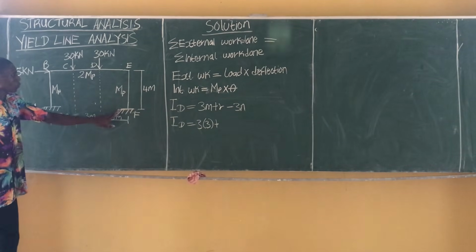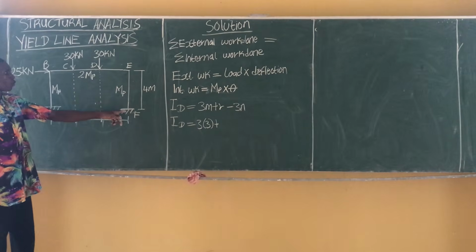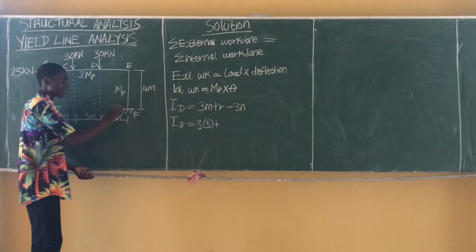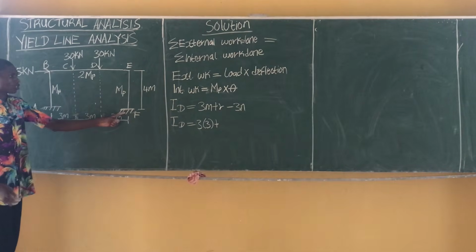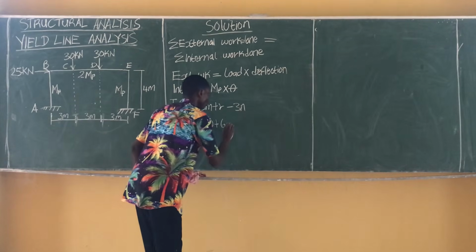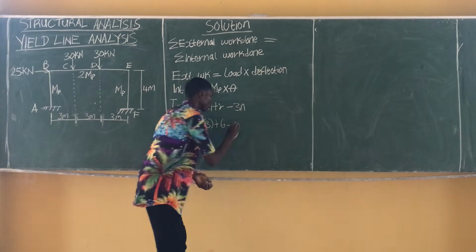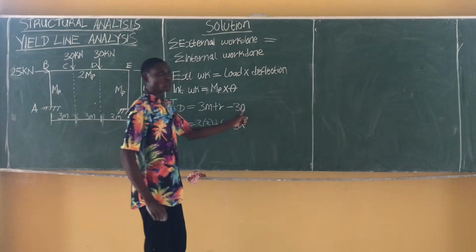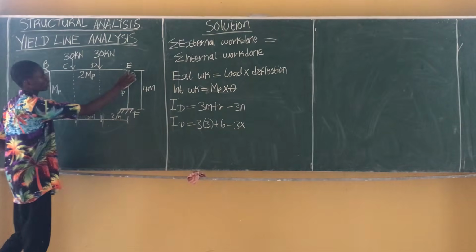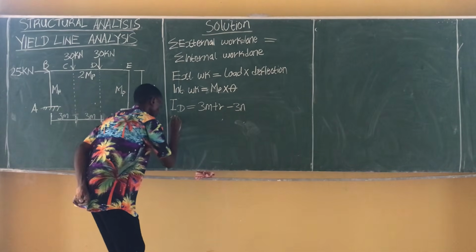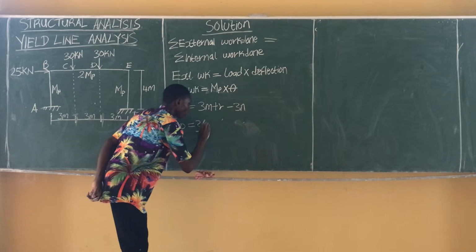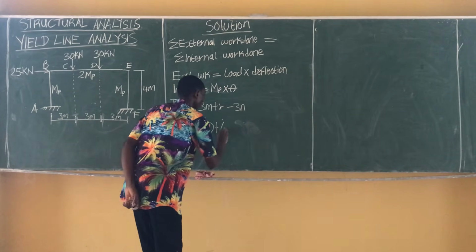Remember, this is a what? A fixed support. Hence, we have what? 3 reactions. We have a vertical reaction, a horizontal reaction, and a moment. So we have 3 reactions at this point. We have 3 reactions at this point. Hence, we have what? 6 reactions minus 3 times number of joints. How many joints do we have? 1, 2, 3, 4.